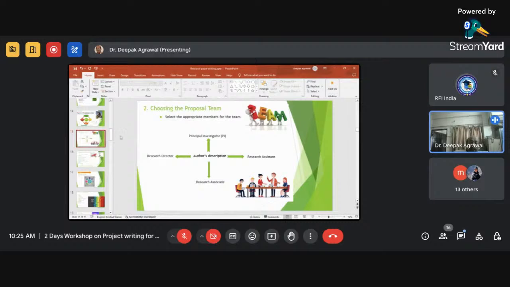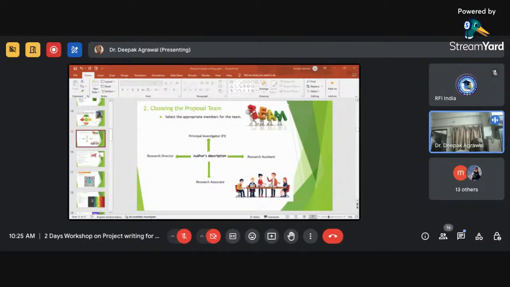The next step: once the idea has been generated, I think we have achieved 50% of our target by getting the correct topic for our work. And once it comes to your dissertation work or thesis writing, it becomes a very difficult task. So this is expected when you have generated the idea and you at least have some topic in your mind.